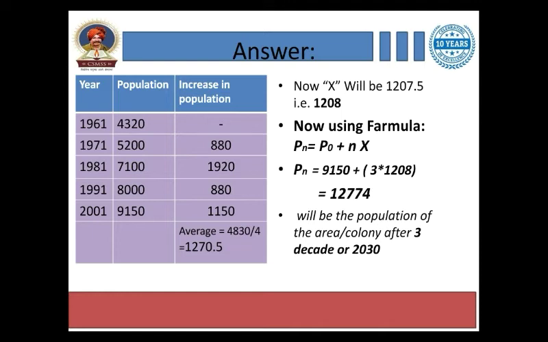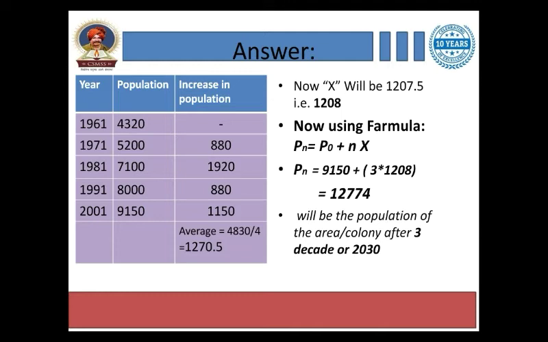So by this calculation we will get x here, right? So that x will be 1208. Its exact value is 1207.5, but we will not count the population in decimal places, so we will take it as 1208. Now put all these values in the formula.